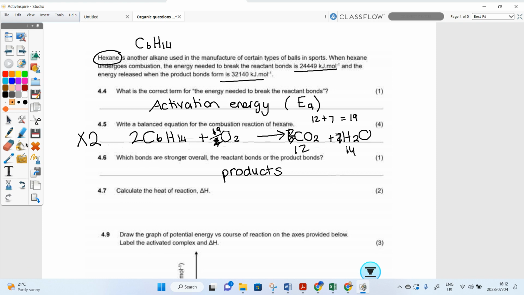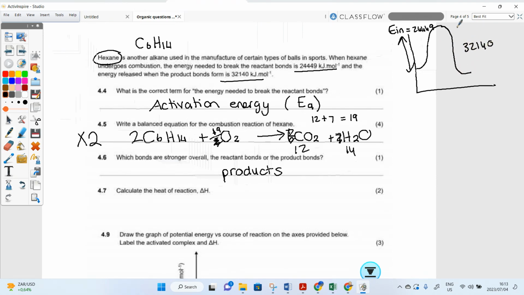Okay, then they want the delta H of the reaction. So when we have a thing like this, where they give you the values, what I would always do is just do a quick little graph for yourself. So energy in, they told us, is 24449, and then the energy out is 32140. It's more, so you're going to end up lower. This is the energy out.